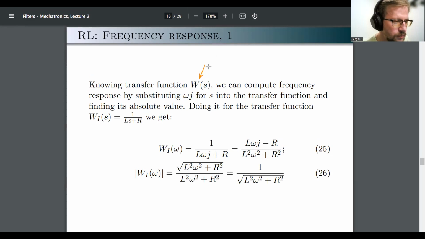The way you do it is, if you know the transfer function V of s, you substitute omega j instead of s, and you compute the absolute value of the transfer function. That's how you find the frequency response. You get the transfer function, replace the Laplace variable with omega j, and you find the absolute value.